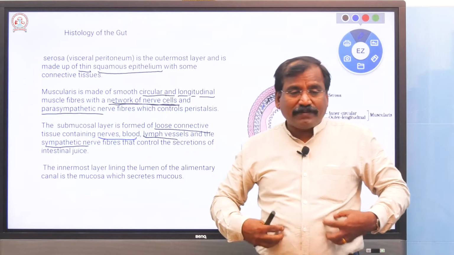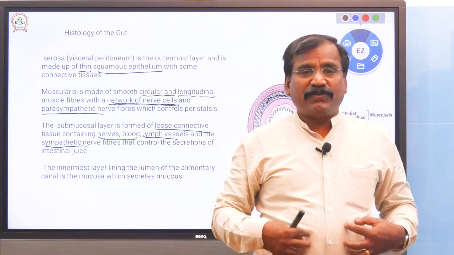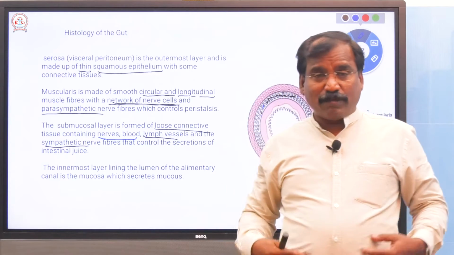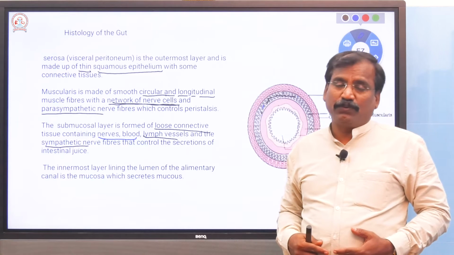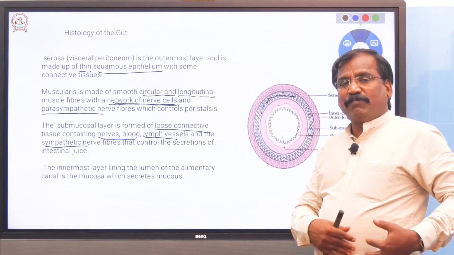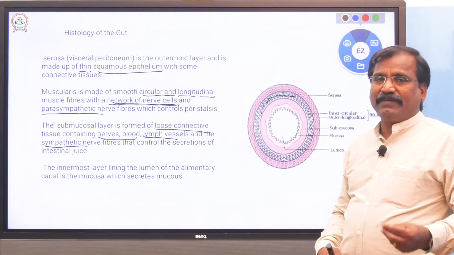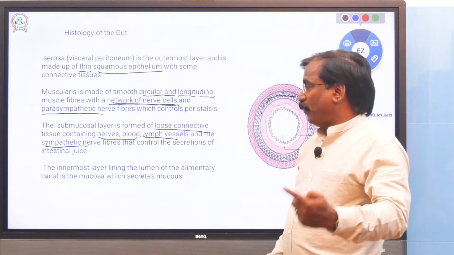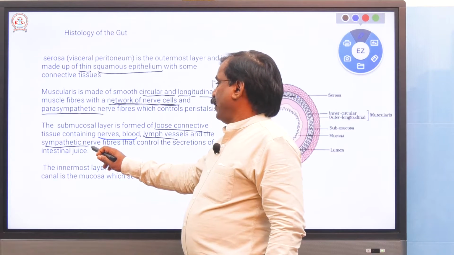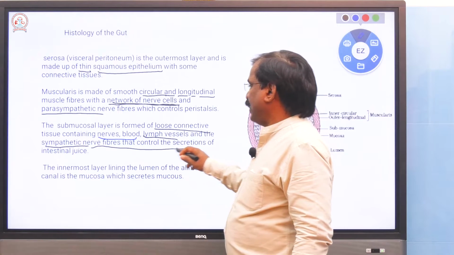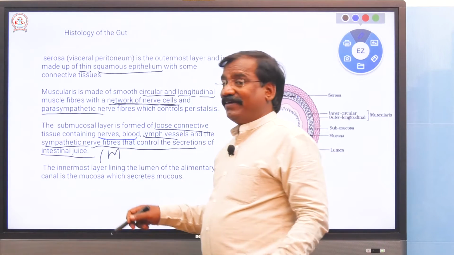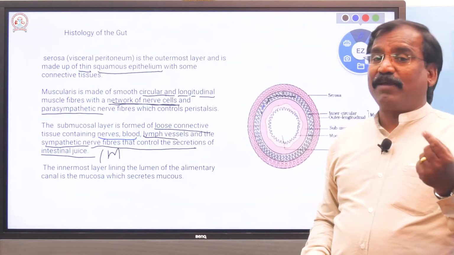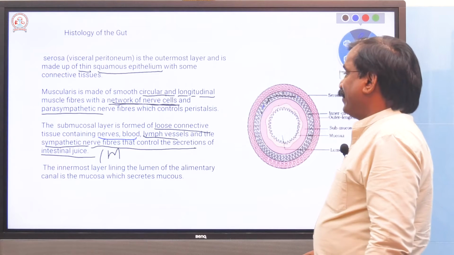As we said, the walls of the intestine also secrete the digestive enzymes. The inner wall of the stomach secretes gastric juice, and the walls of the small intestine also secrete enzymes. That secretion is controlled by the sympathetic nerve. Very important, one mark: sympathetic nerve fibers control the secretion of the intestinal juice. Do you understand? Don't write brain, if you write nerve you won't get the mark. Specifically you have to write the sympathetic nerve.